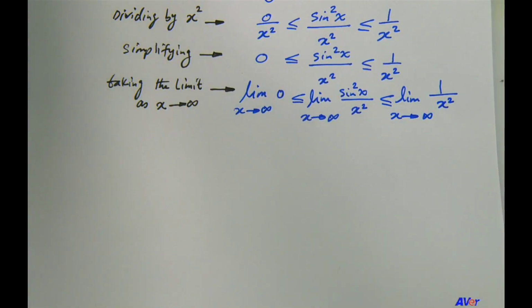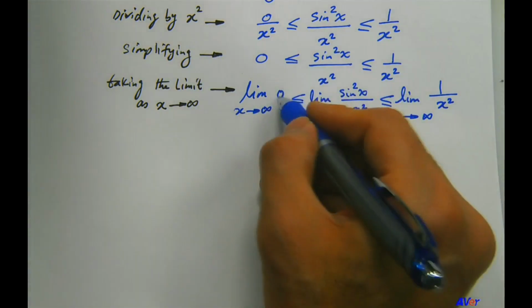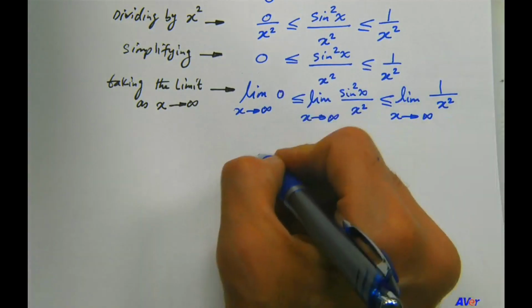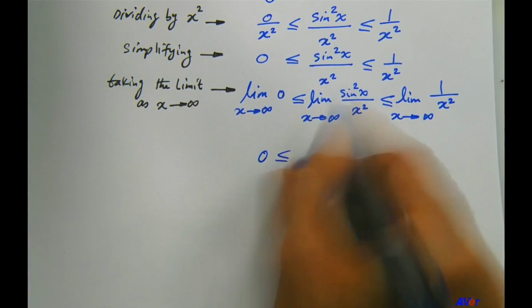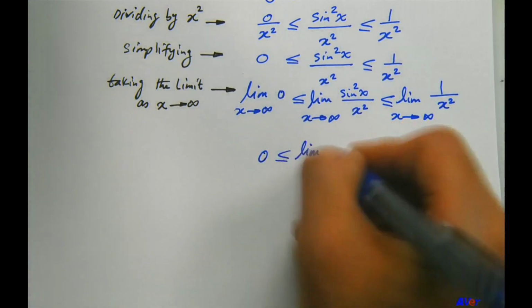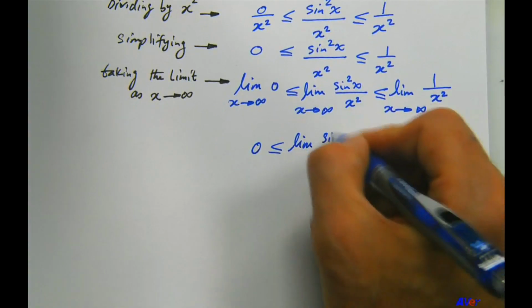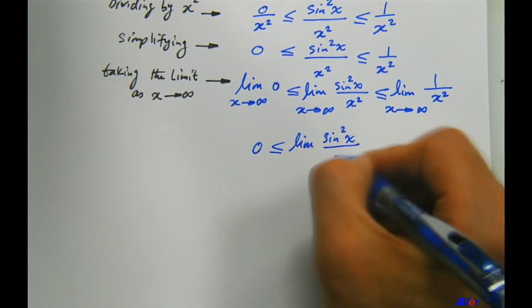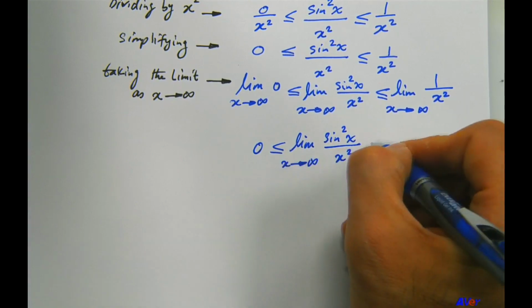All right, so on the left, in the previous sections we learned that the limit of a constant at any value is just equal to the constant. It doesn't matter if x is approaching infinity. So the left side is still equal to 0. The middle we're still trying to figure out, so let's keep it: limit of sine squared x divided by x squared as x goes to infinity.